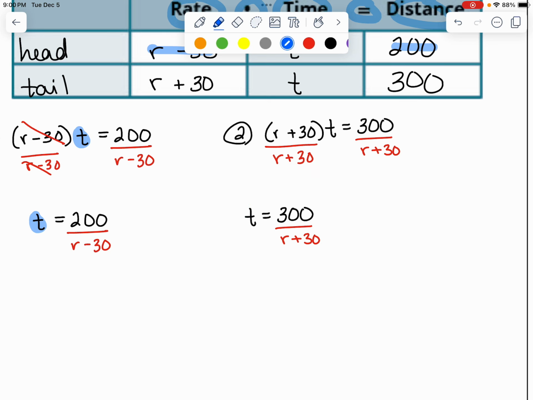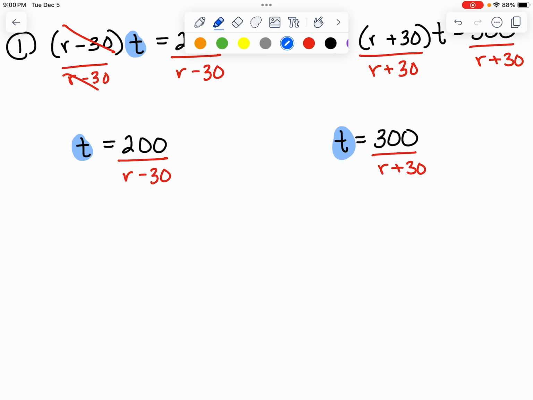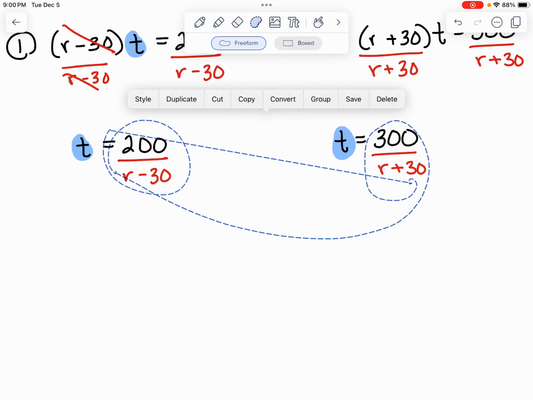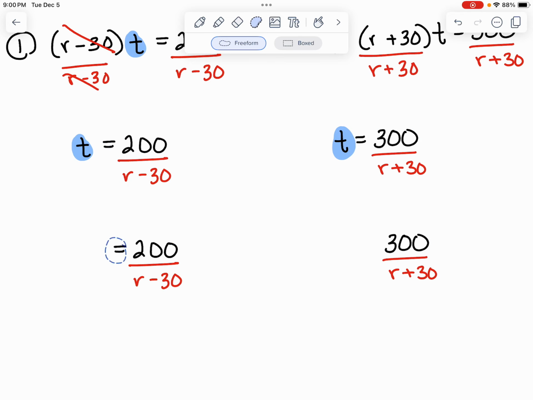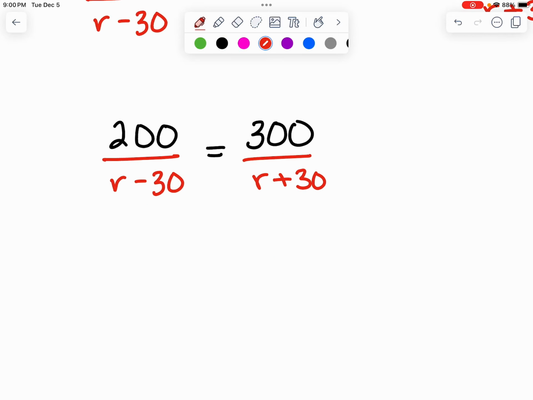Now we have this really cool thing called the transitive property: if both of these items equal T, what can I say about them? They equal each other. So that one will equal that one. Can you factor that? No GCF, no grouping, no box. Step 2, what's the common denominator? R minus 30 times R plus 30. The first needs R plus 30, and the second needs R minus 30.